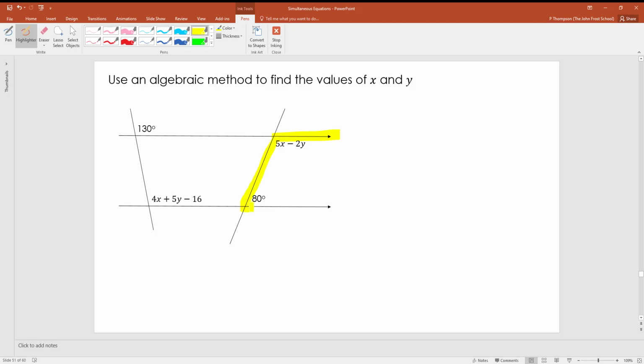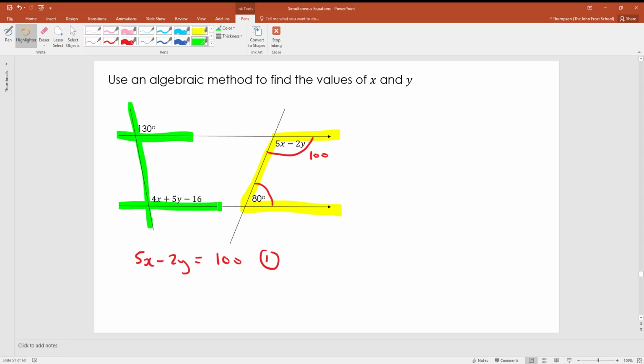If you see this C shape here, these are called allied angles, and you should know that allied angles add to 180 degrees. So I hope you see that that means that 5x minus 2y must equal 100, because 100 plus 80 does make 180. I'll call that equation 1. What can we do then with these green ones here? Well, again, you should realize that there's an F shape here, and these are called corresponding angles, and corresponding angles are equal.